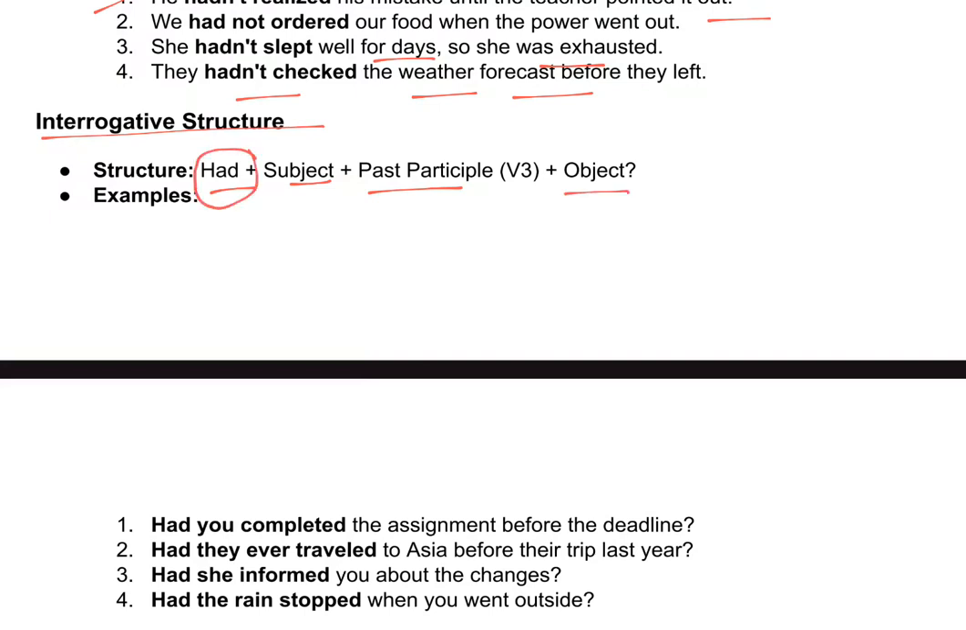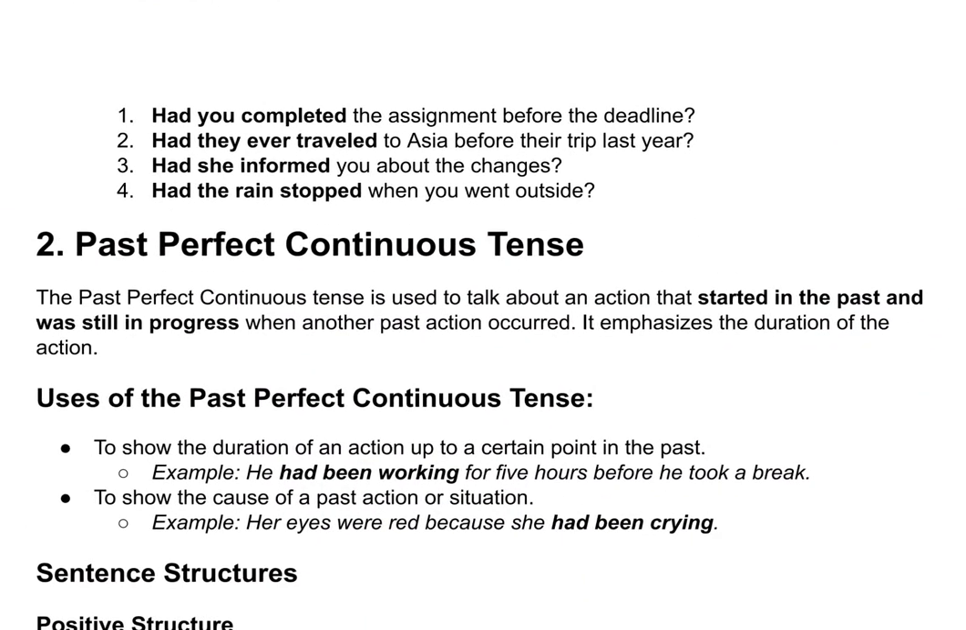When we talk about interrogative, meaning question mark, we always use had. So examples: had you completed the assignment before the deadline? Question mark. Had they ever traveled to Asia before their trip last year? Had she informed you about the change? Had the rain stopped when you went outside? Okay, this is about past perfect tense. I explained the complete structure, also with examples and uses of past perfect tense.